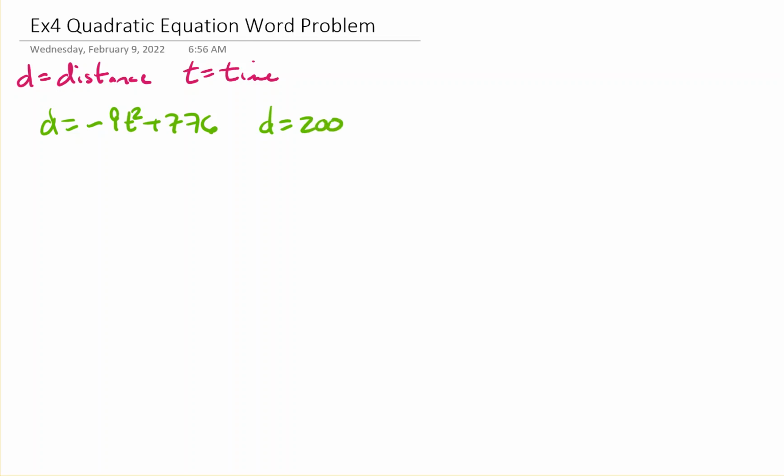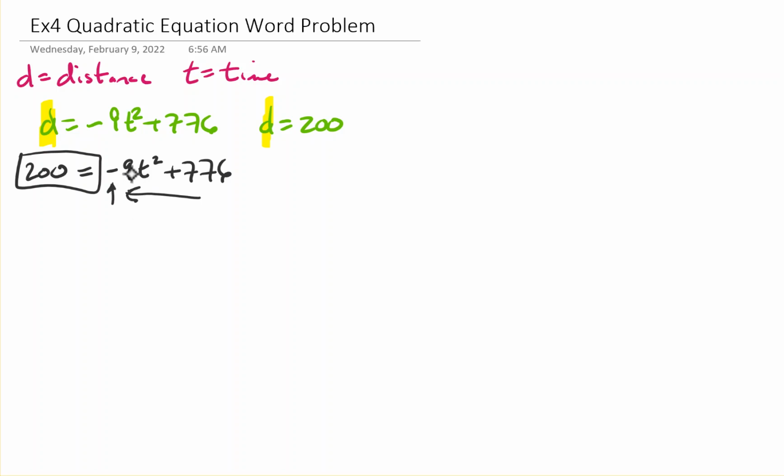Well, if we plug everything in, since D is equal to 200, we could rewrite this as 200 equals negative 9t squared plus 776. Now, if memory serves you correctly, right now we do not have equals 0 anywhere. And did you also notice that we try to keep A positive as much as possible? So that tells me that I need to move everything this way.